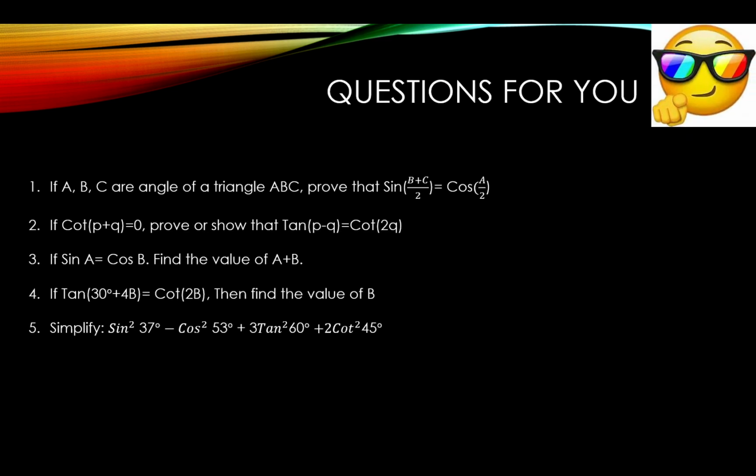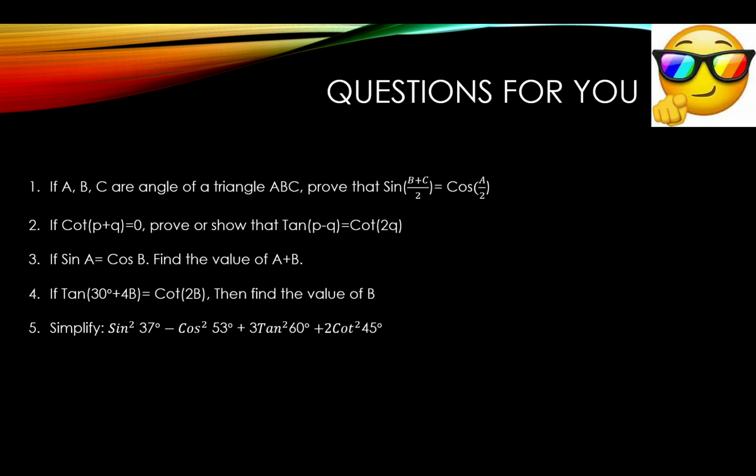Now some questions for you. So I will be reading out these questions. Question number 1. If A, B, C are angles of a triangle ABC, prove that sine (B plus C) by 2 is equal to cos A by 2. Question number 2.